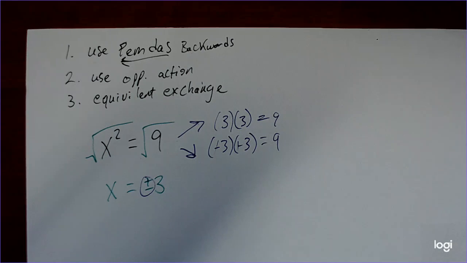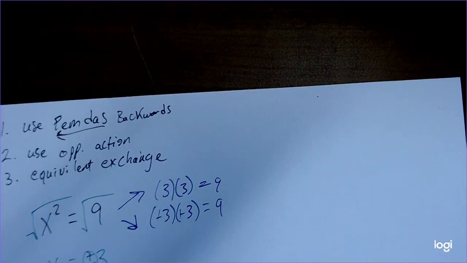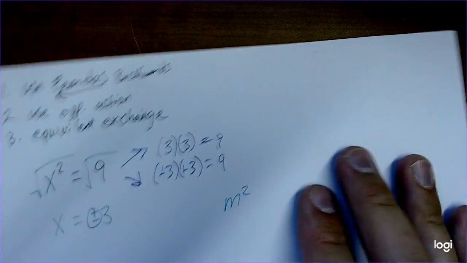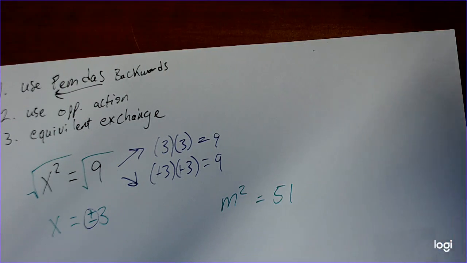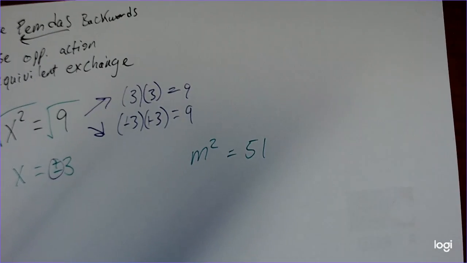Now, what happens if we don't have a perfect square? What if I come across a weird problem where it says m squared is equal to, we'll say, 51? Wait, was that a bad example? Nope, that was a good one. All right.